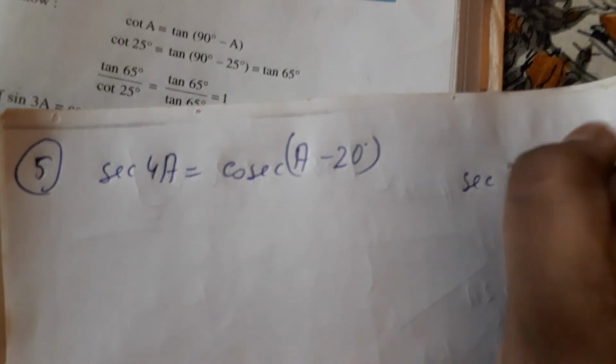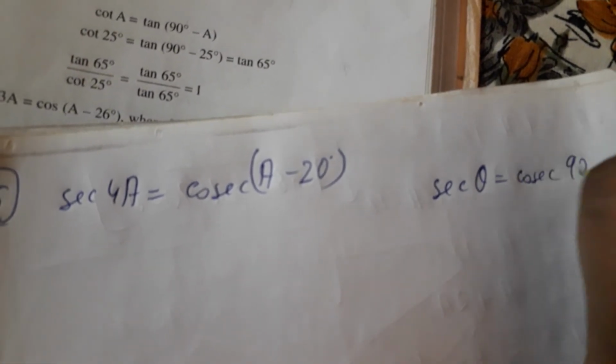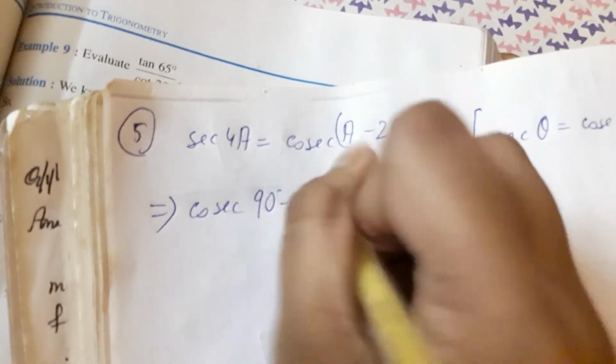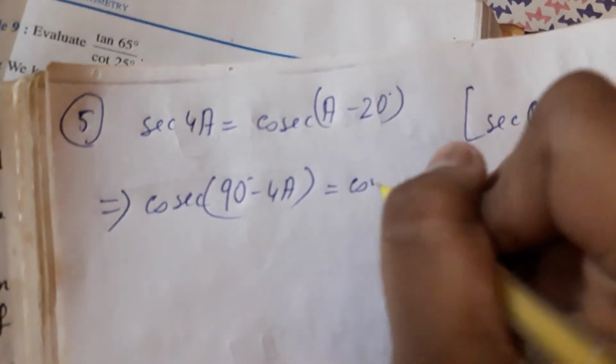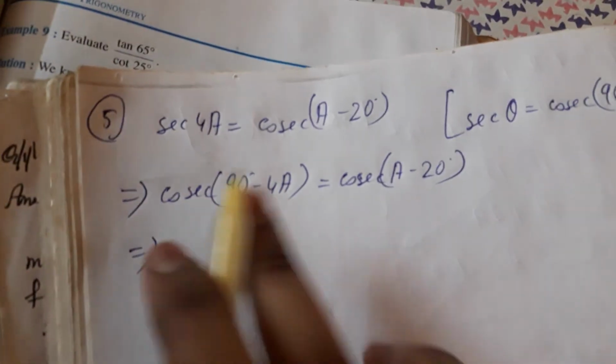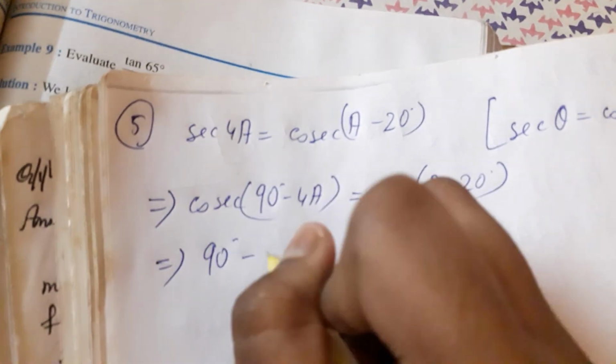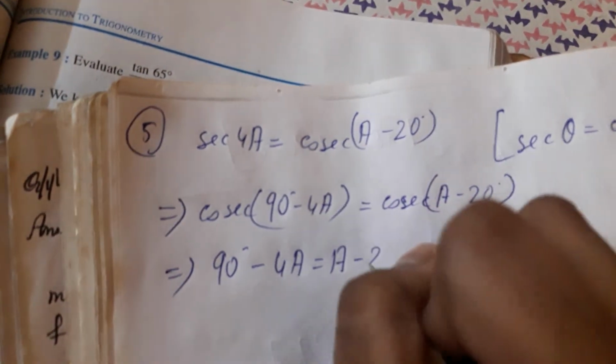Now see, this is given to you, so you have to apply the formula. We know sec theta is equal to cosec (90 degrees minus theta). You have to write the reason. Now see, sec 4A will be cosec (90 degrees minus 4A), which is equal to cosec (A minus 20 degrees). So on equating both the sides, cosec will be cancelled out. Now write 90 degrees minus 4A is equal to A minus 20 degrees.